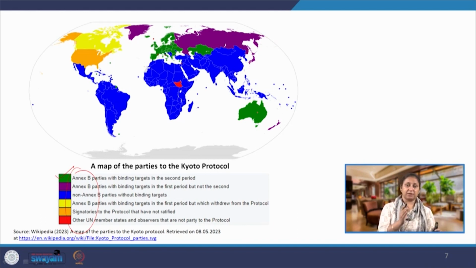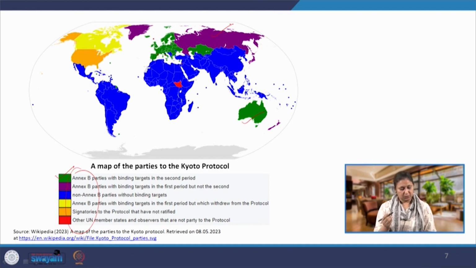The first binding period, after which it was increased, amendment was passed in Doha and it was increased to the second period. That is what we are talking about as the second period. So, these are the parties which have binding targets in the second period. These are the parties which had binding targets in the first period, but they did not create their own targets for the second period. So, they were there only till 2012 with binding targets.